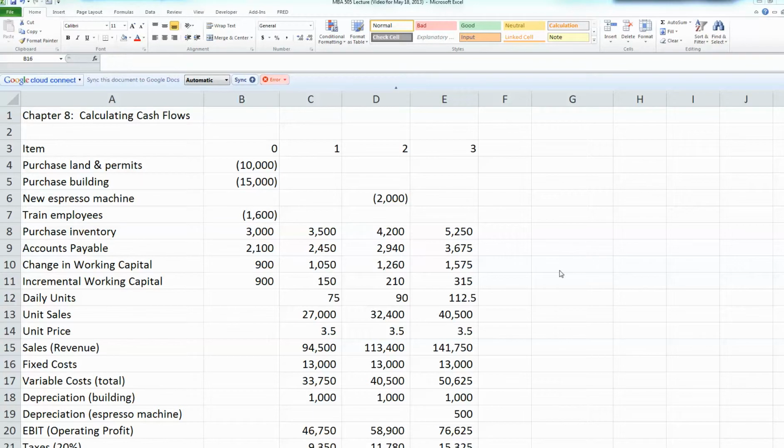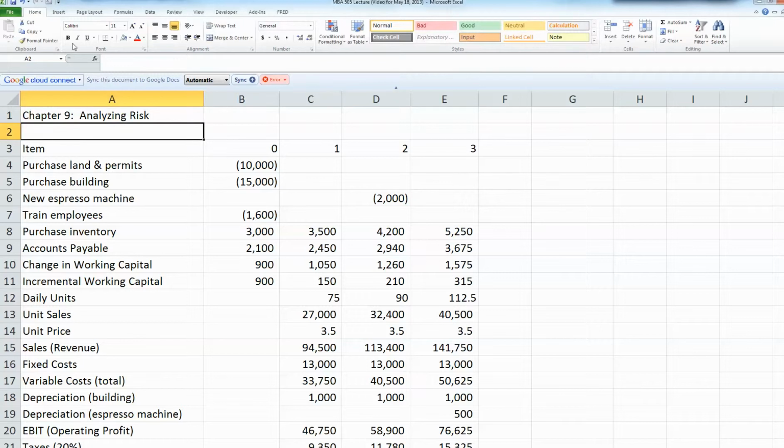Chapter 9 deals with analyzing a project for risk and also calculating the appropriate discount rate to use for a project. Now, the espresso stand project is a good segue into Chapter 9. So, with Chapter 9, again, we're going to be analyzing risk.